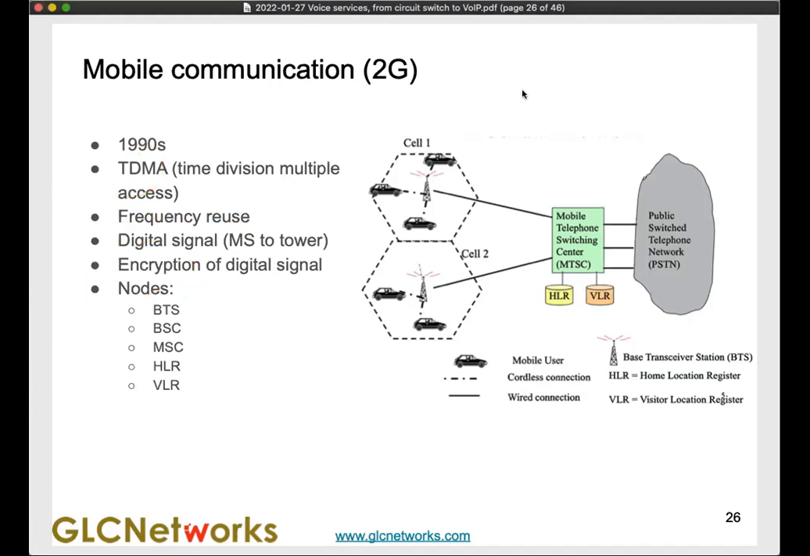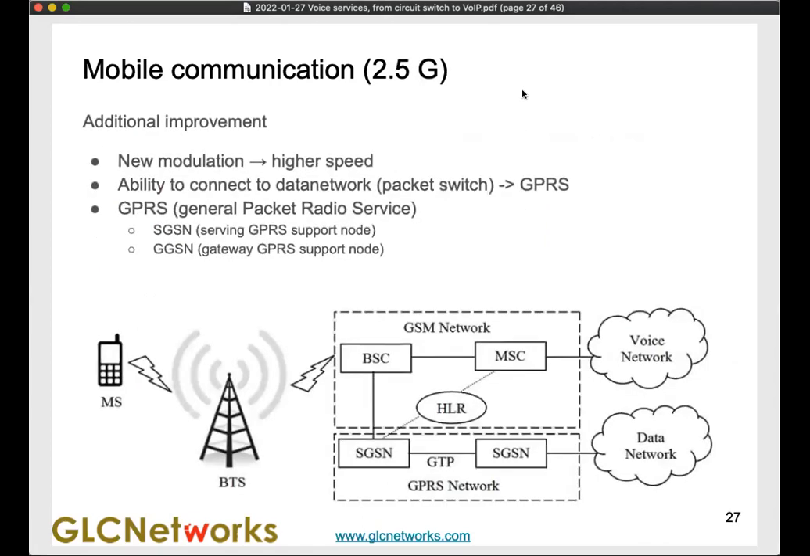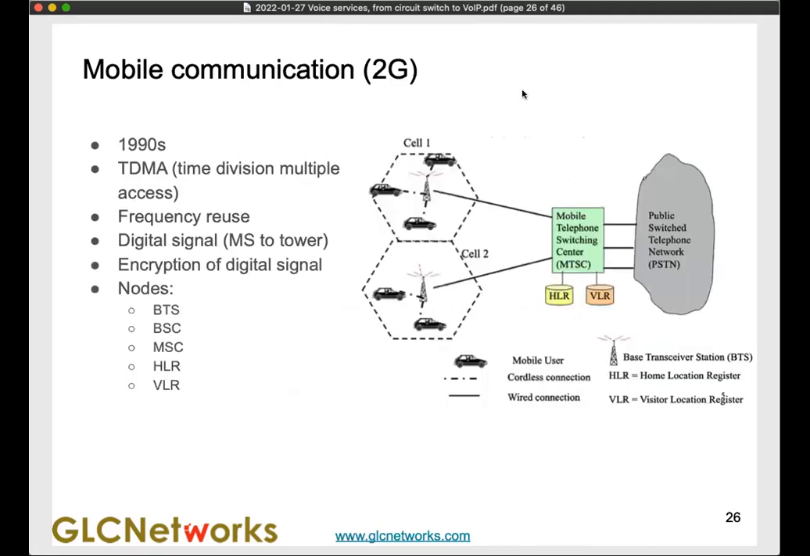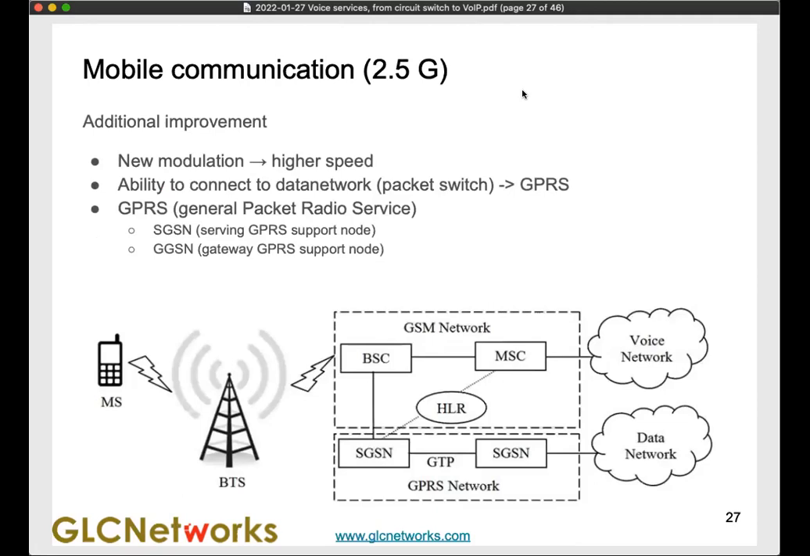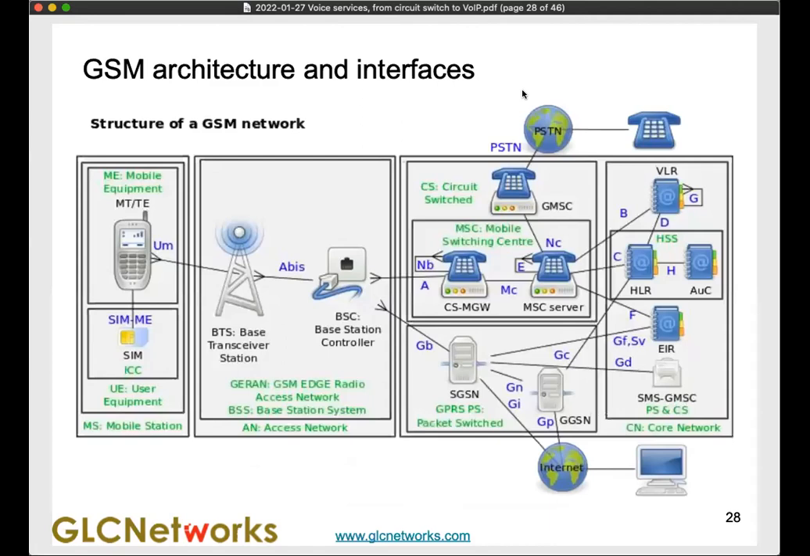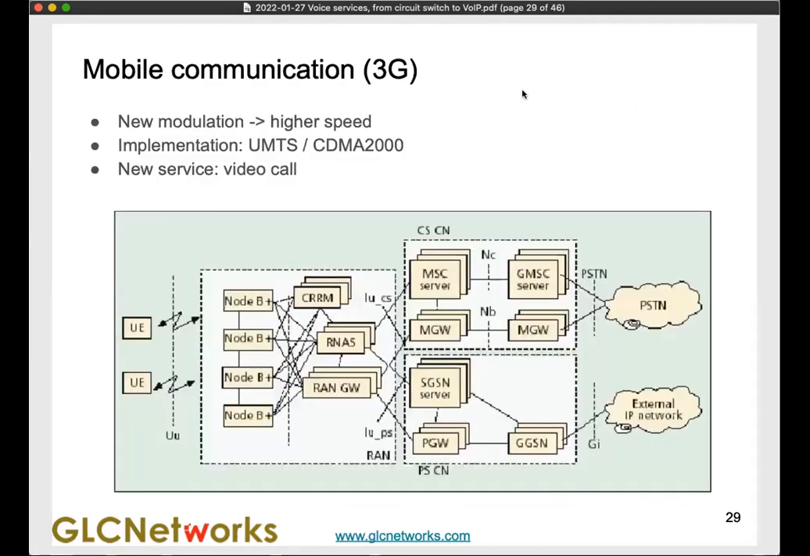I'm not going to talk more about this because we already have a webinar discussing this one, and then more evolutions to 2.5G. The good thing about 2.5G is that 2G is voice only, but with 2.5G you can send data. So here you can add more nodes like GPRS, such as SGSN or GGSN. Here's the architecture for GSM.